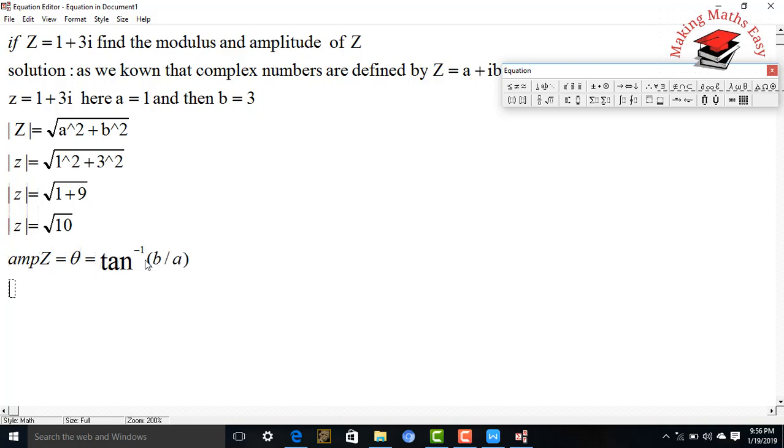The value of b here is 3 and the value of a is 1. So theta, or the amplitude, will be equal to tan inverse of 3 upon 1, which means 3. So it will be tan inverse of 3. Hence we have found the amplitude. The modulus of the given number is square root of 10, whereas the amplitude is tan inverse of 3.